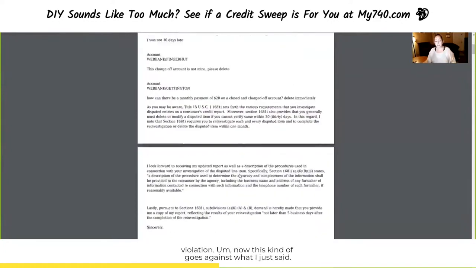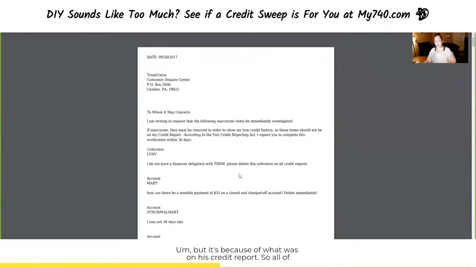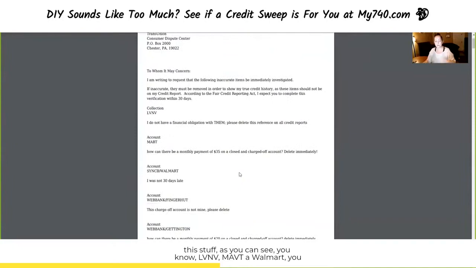Now, this kind of goes against what I just said, but it's because of what was on his credit report. All of this stuff, as you can see, LVNV, MABT, Walmart: I was not late. There can't be a monthly payment of $35 on a closed and charged off account. Delete immediately. All of that's very simple.